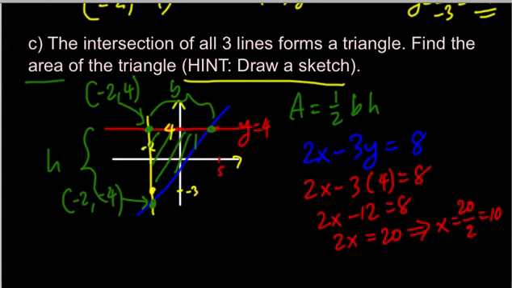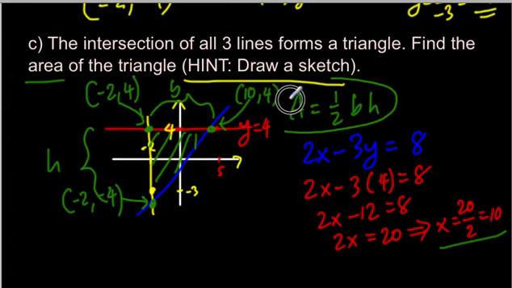So in other words, this point right here, the x coordinate is 10. The y coordinate, which we said is equal to 4. So the coordinate right here is 10, comma 4. Okay? So remember, now we have to go back to finding the area of the triangle, which is half times base times height. Let me do the height first, because it's a little bit easier.